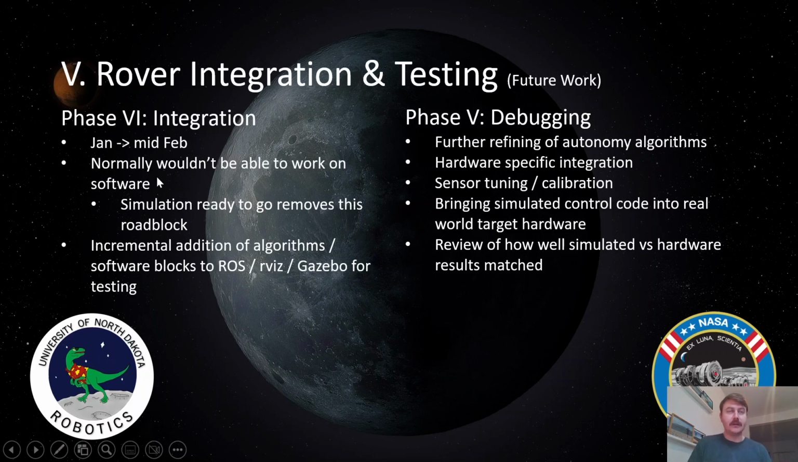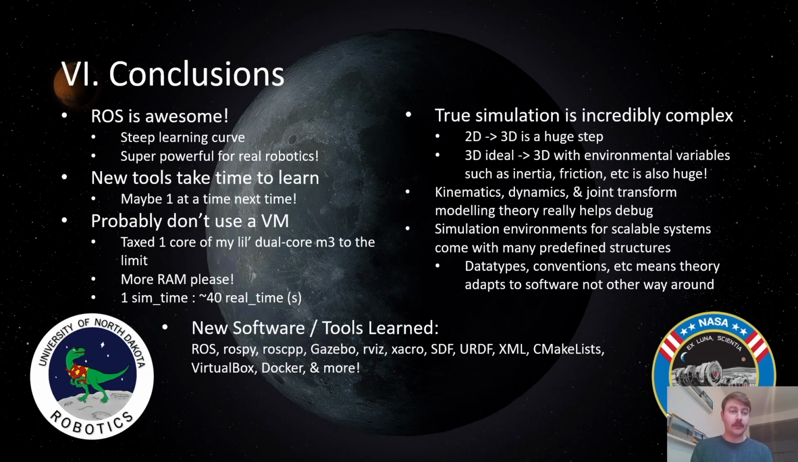And it actually runs fairly similar to how it will run on a real robot, and allows us to develop the algorithms and then port them to the target hardware and do the little tuning that's needed, but it shouldn't be much more than tuning. And then phase 5, that's the debugging and tuning phase, where we'll make sure everything works and is integrated to the target hardware. A couple conclusions.